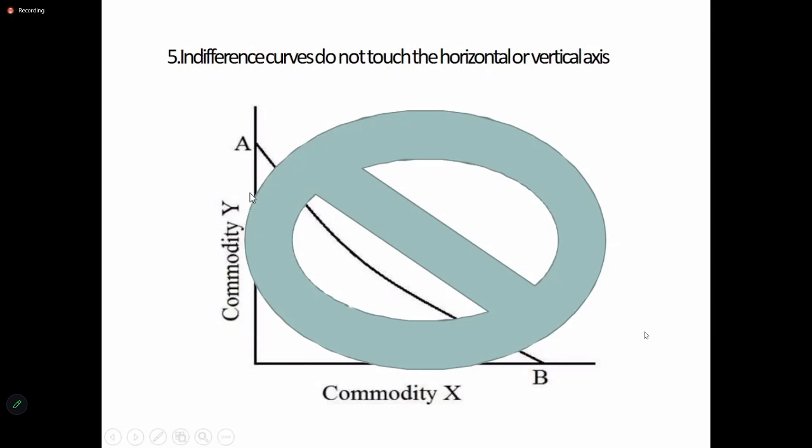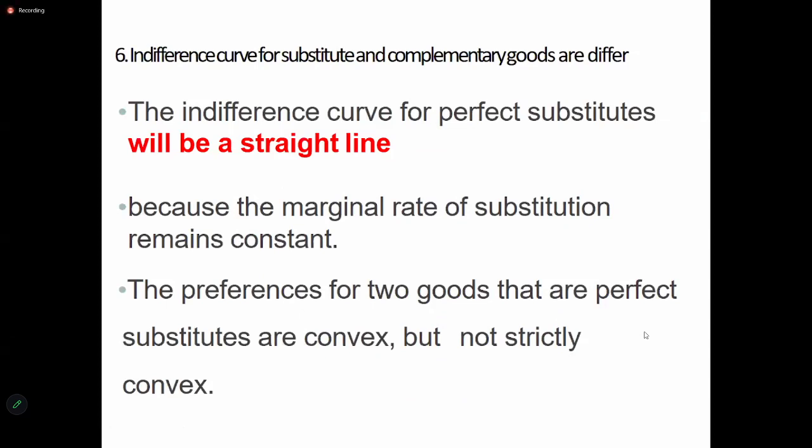If we consider the indifference curves, because every time here, if we put here the commodity Y is, let's say, 100, but commodity X is here 0. Okay, so that's why we are not thinking of it, because one should sacrifice to gain the other. So when you're drawing, you should not touch these two axes because it's one of the properties of the indifference curve. And sixth one, indifference curves for substitute and complementary goods are different.